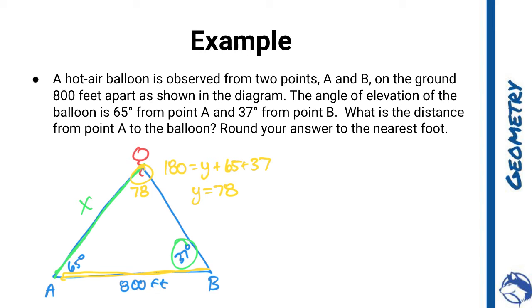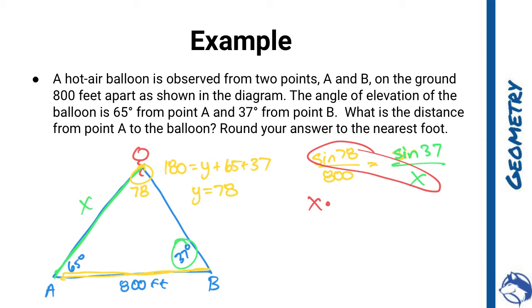So now I need to go ahead and create my proportion here. So it's the sine of 78 over 800 has to be equal to the sine of 37 over the value that I don't know, x. So cross multiply. x times the sine of 78 is equal to 800 times the sine of 37.